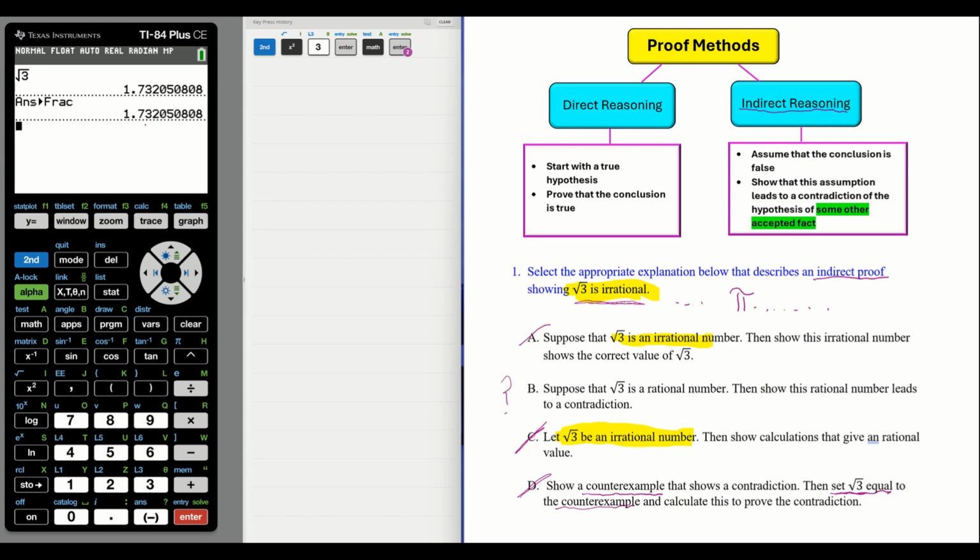Now, what is it? Assume that it's false, the opposite, whatever it's supposed to be. Then show a contradiction. Then show that this irrational number leads to a contradiction. Yes, that'd be the next step. So let's get rid of that question mark. This is true. That's very basic. You probably would get a question that would be a little more in depth.